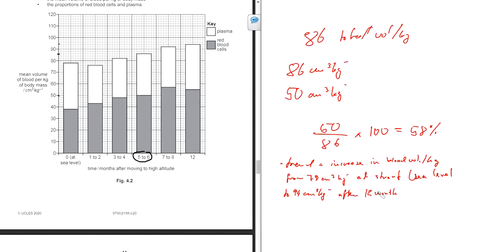We could be a bit more detailed here. What we can see is that before it starts increasing, we have a little dip in our data. This is going down. We could mention that, but I think it's alright to just mention the general trend that we have a general increase in the blood volume.